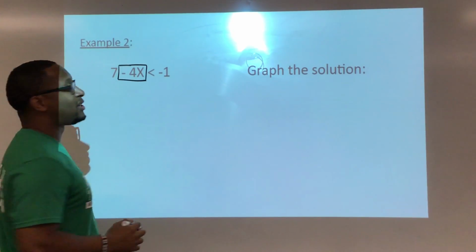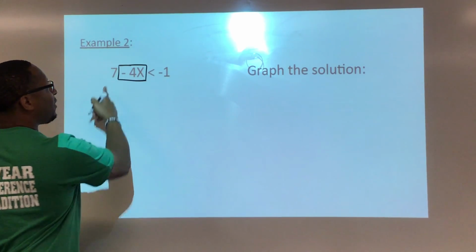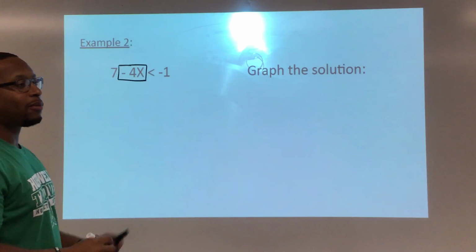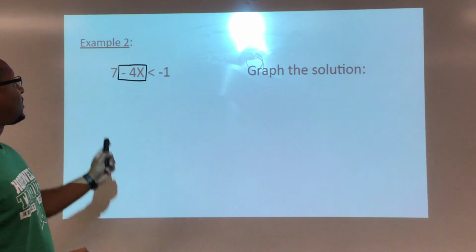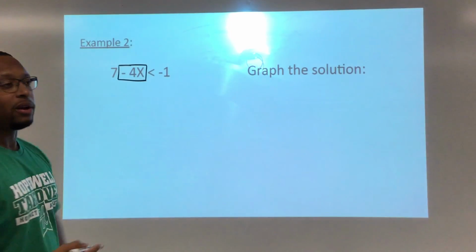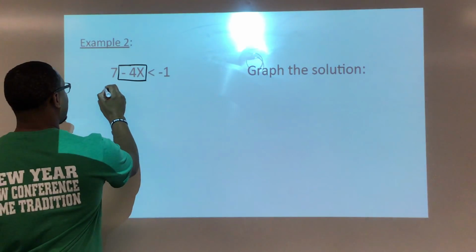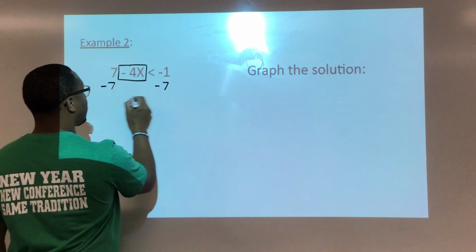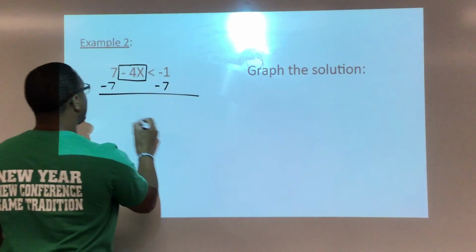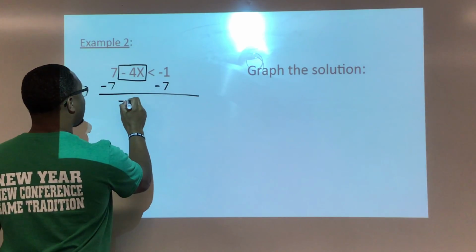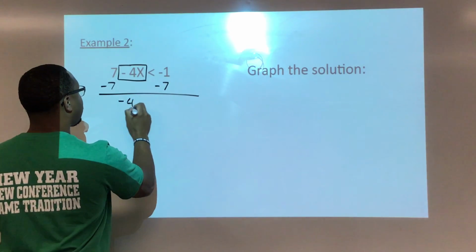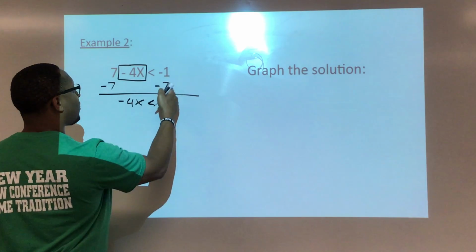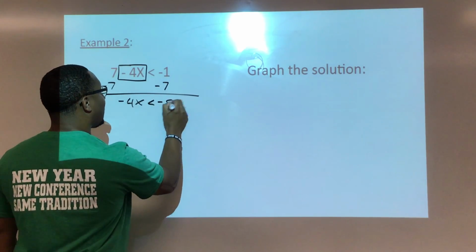After that, now I have to zero pair. So whatever is outside of your box that is on the same side as the inequality symbol, you need to get rid of, and that number is 7. So how do you get rid of positive 7? Well, you zero pair it with minus 7, negative 7. So now that's 0. I'm going to bring down what is left, which is negative 4x is less than negative 1 minus 7 is negative 8.